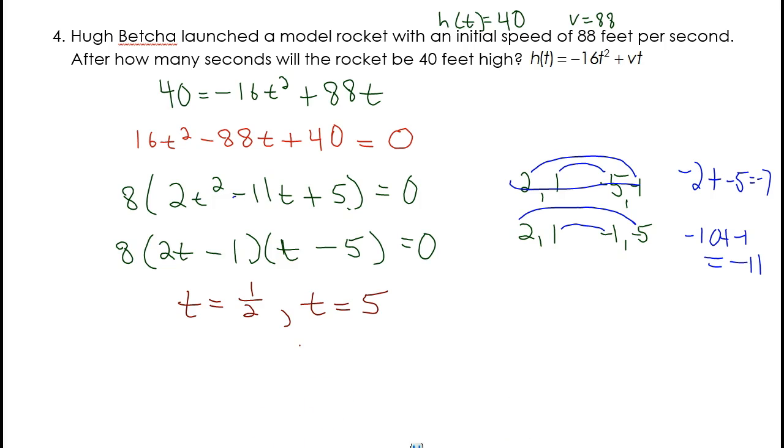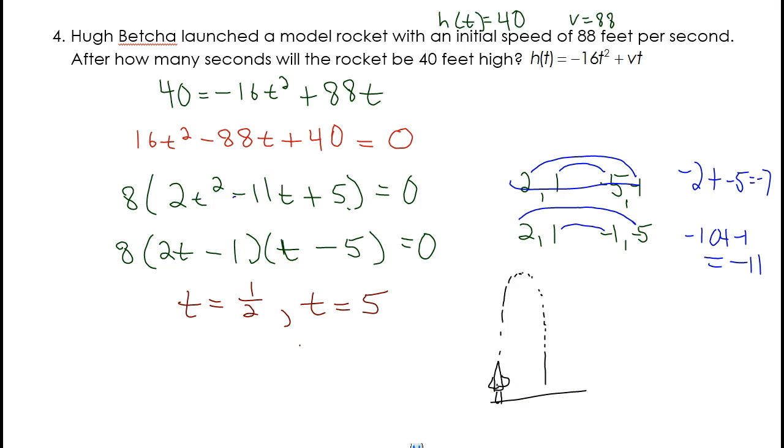Now, we've kind of just been thinking about the algebra of this, but maybe we should have drawn a picture to start with. Certainly we can draw one now. So Hugh Betcha has launched a model rocket. I'm going to draw a little rocket here. He launches this thing, and it goes up into space, right? Does it keep going forever? Well, no. Eventually it changes direction and comes back down to Earth until it hits the Earth.